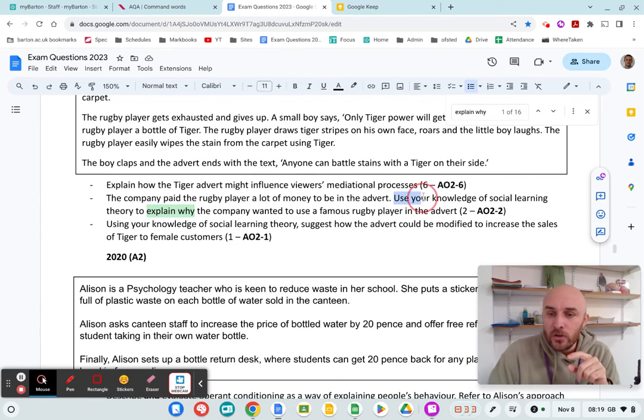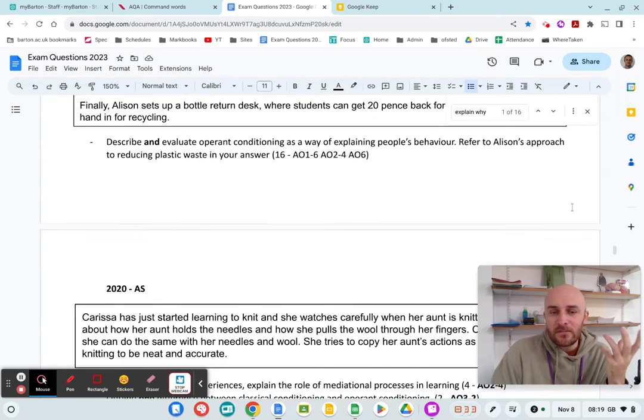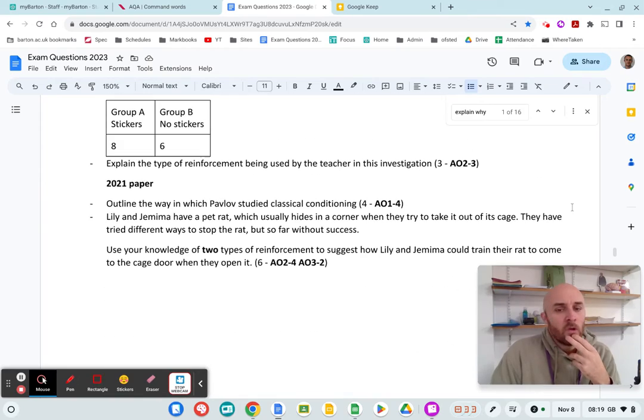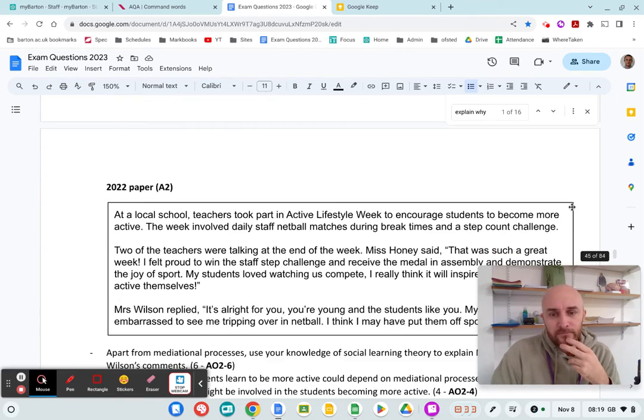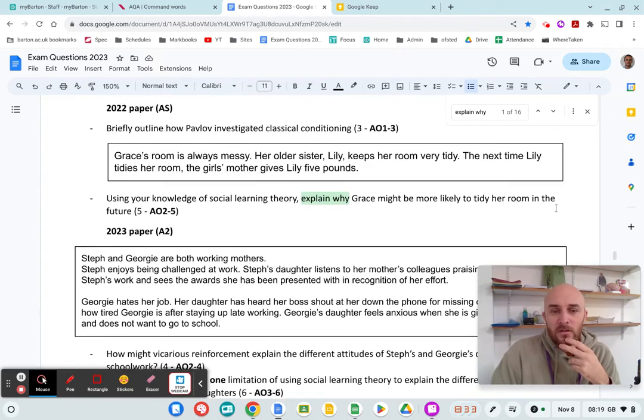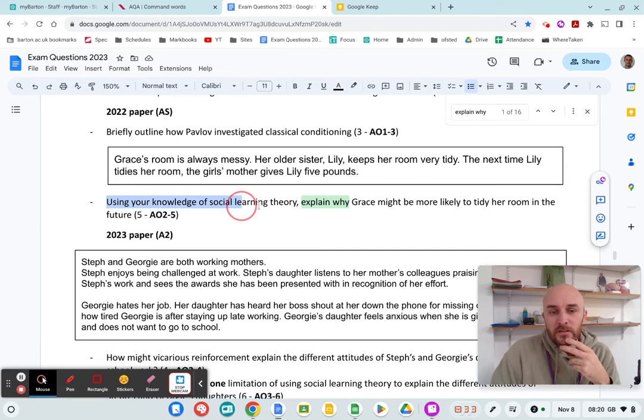Using your theory knowledge. Explain why the company wanted to use a famous rugby player. So these are tricky questions, not something you can revise for. Another example: using your knowledge of social learning theory, explain why Grace might be more likely to tidy her room in the future. In this case, money was given out.